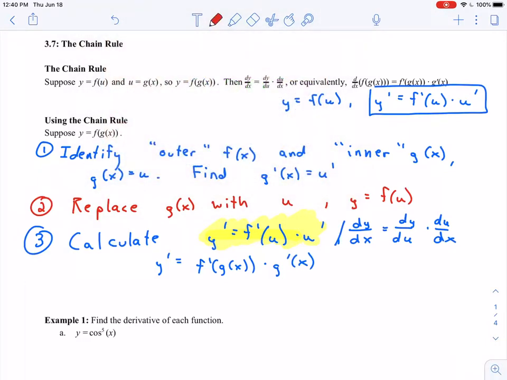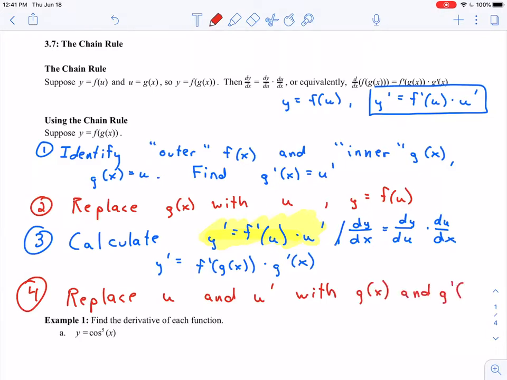The last step is just a little bit of substitution. We want to replace u and u prime with g of x and g prime of x, respectively. So what we're doing here is we're taking our function, which should still be in terms of u from earlier, and we're kind of rewriting it so that it's in terms of x once again.